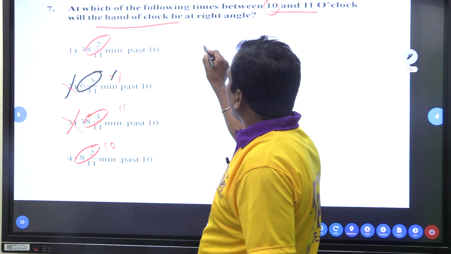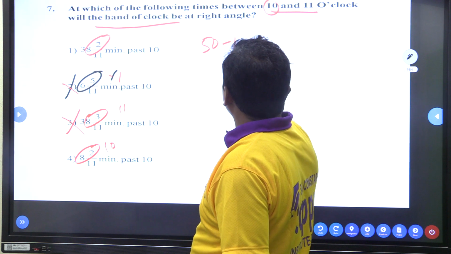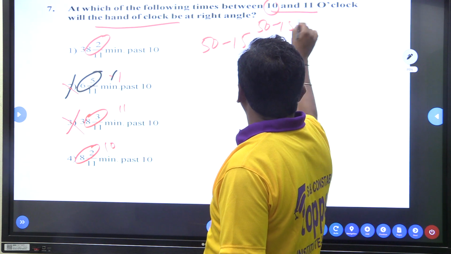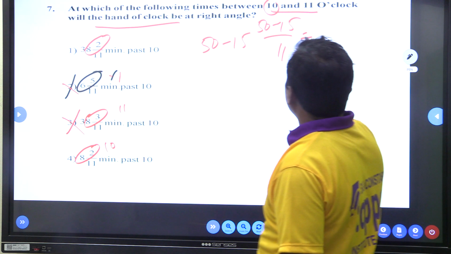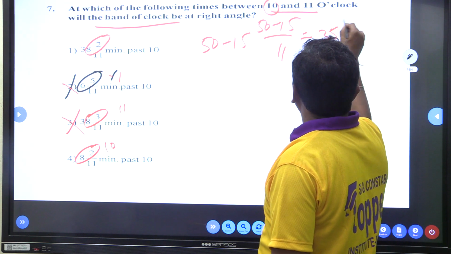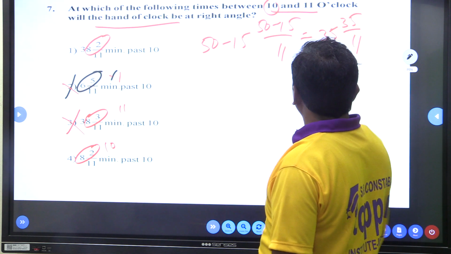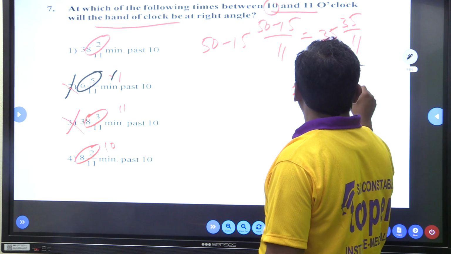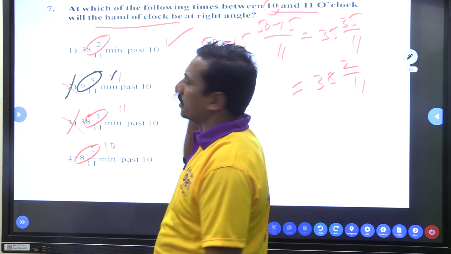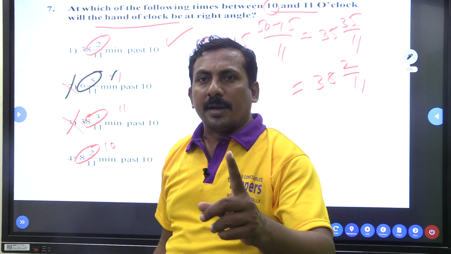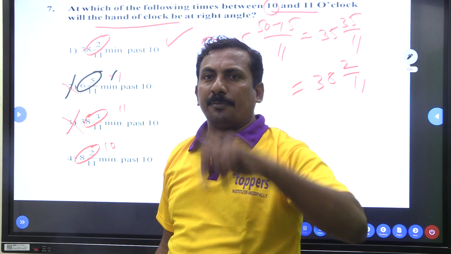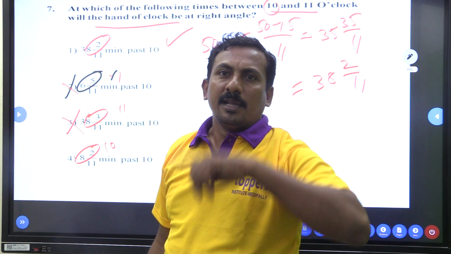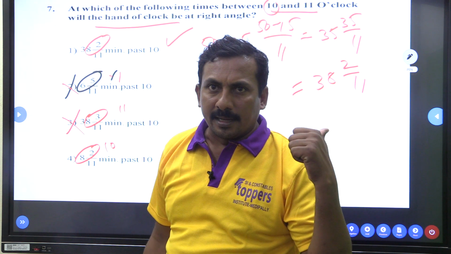Negative method: 50 minus 15, 50 minus 15 by 11. How much is it, sir? 35 by 11, which means 38 and 2 by 11. 38 and 2 by 11 is the answer. So check the positive one and the negative one. If the positive answer is there, go ahead. If not, go to the negative answer.